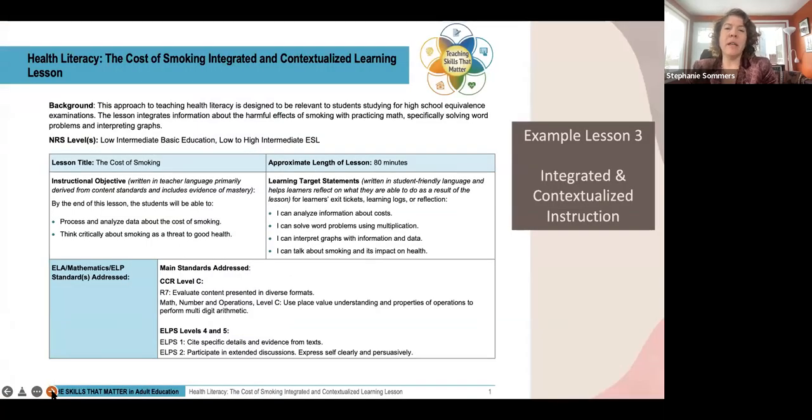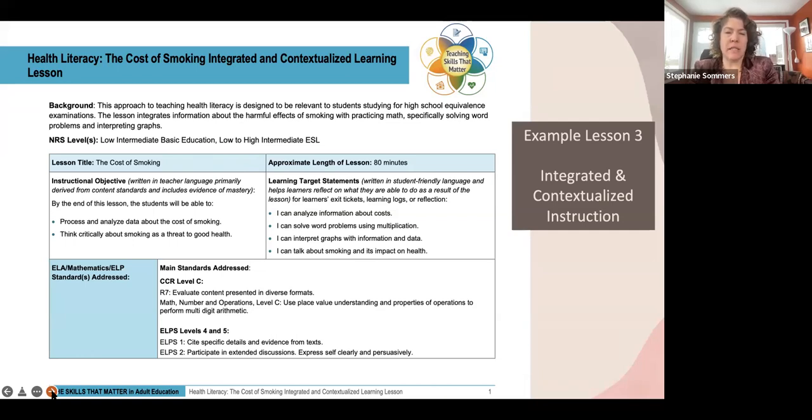Okay, and then the final lesson here for the 3 approaches is this one, the cost of smoking, which is an integrated and contextualized learning lesson. And I hope this is obvious, but I guess maybe it's not. I am showing you the first page of the lessons and then 1 page from the plan. So this is not the whole thing. There are other pages in between that contain a lesson sequence, like a warm up, a modeling, an extension activity. And you'll get to see those in just a moment.